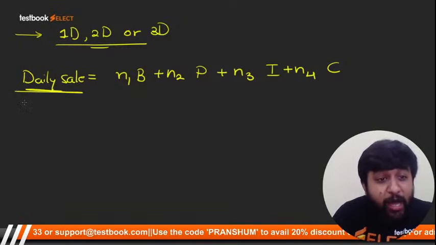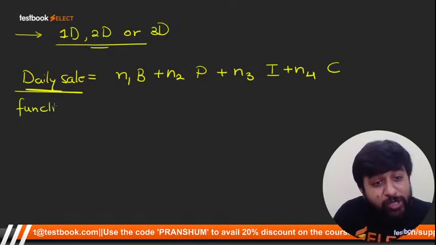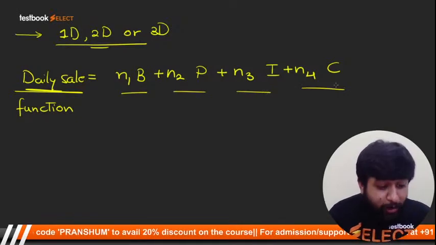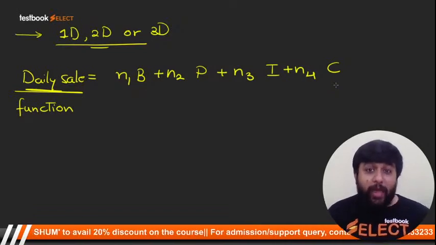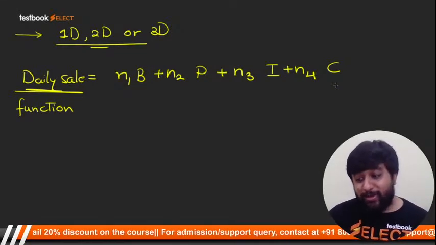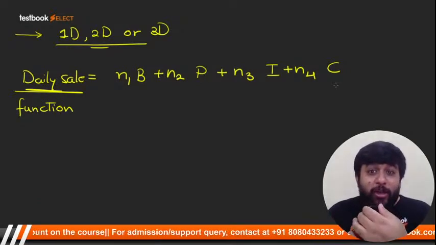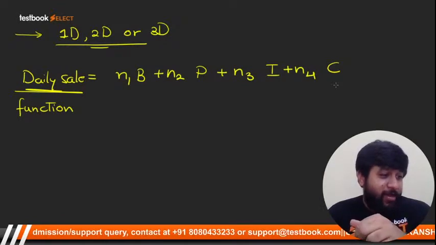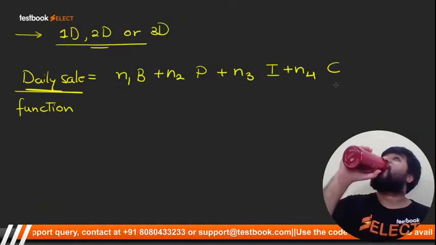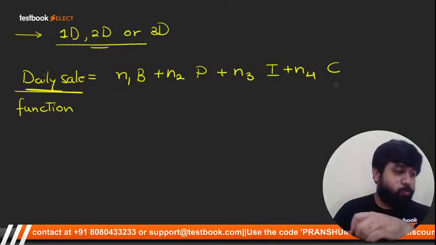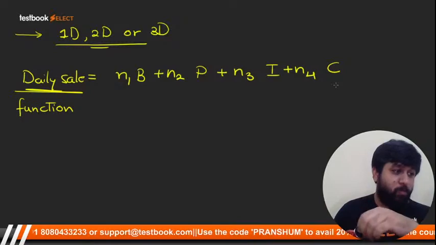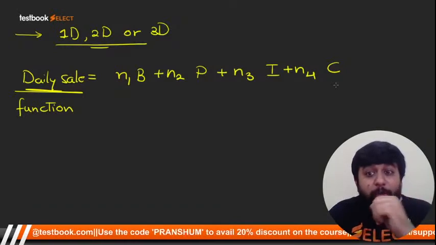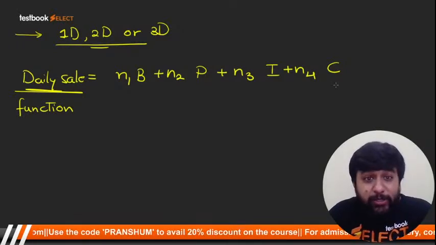Now daily sale is a function. Daily sale is a function. And this function depends upon some variables. Can you tell me what are those variables on which my daily sale depends? What is the total number of variables on which the daily sale depends?